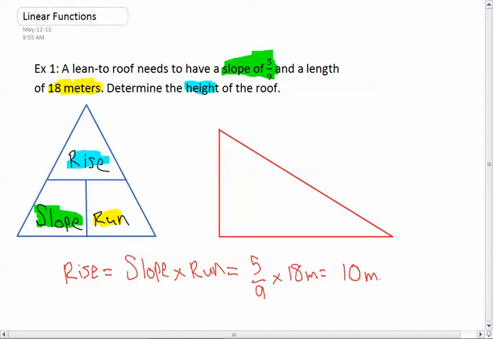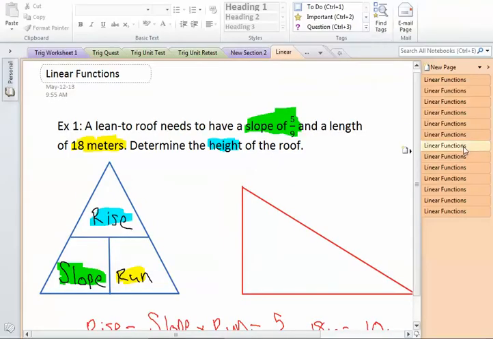Okay. So any questions with that one? Marco, you doing okay? Yeah. Okay, is that making sense though? Okay. So any questions with this example? All right, let's move on.